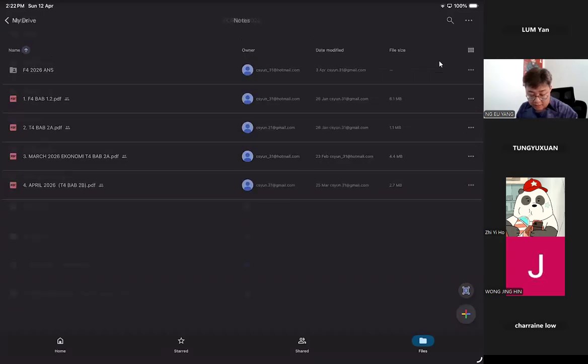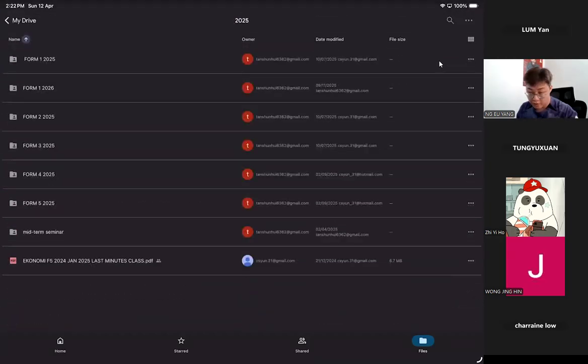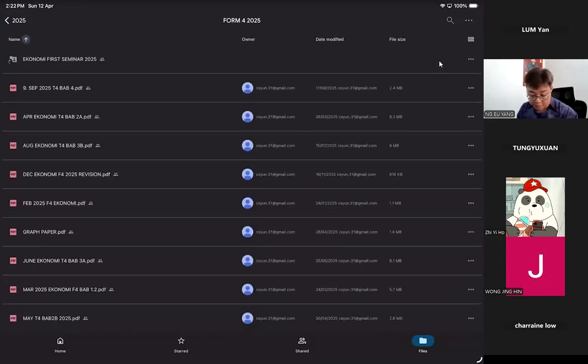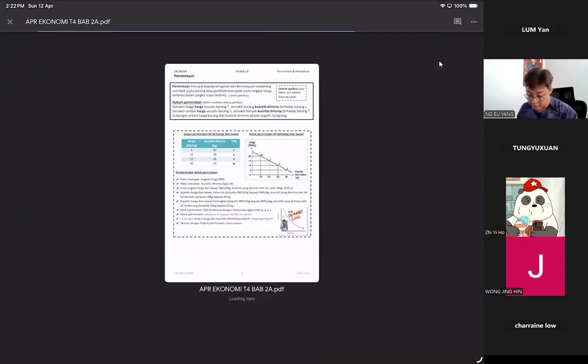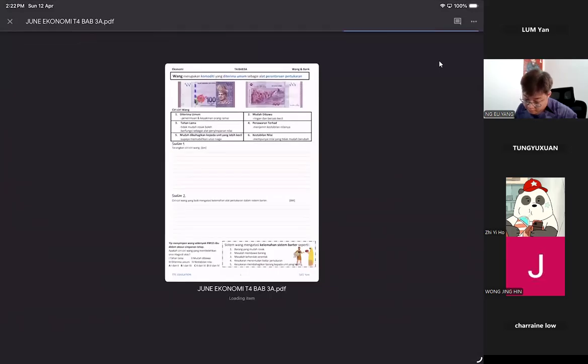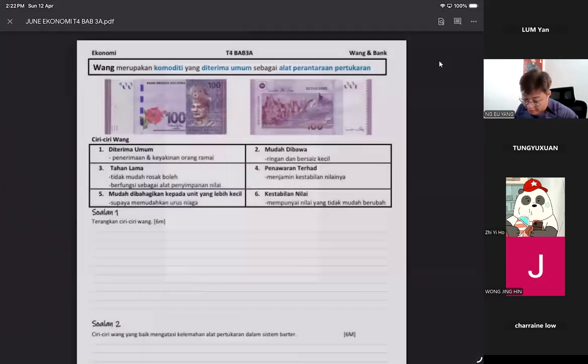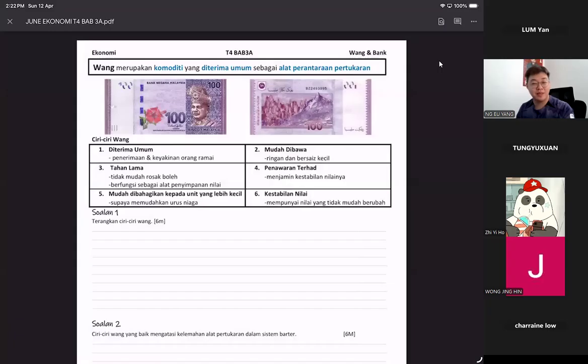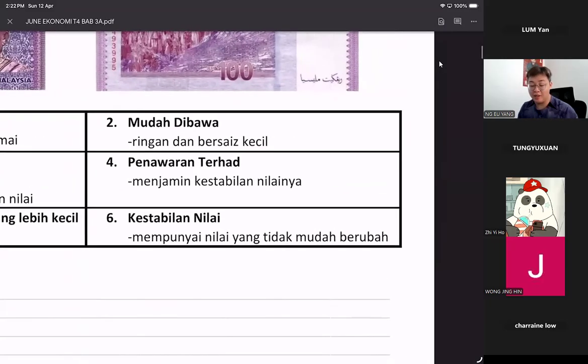Guys, a moment. Let me try to use back your form 5. Sorry, 2025 form 4. Bab 2A. Bab 2A, bab 3A. So for penawaran terhad, this is the superior's huraian ever. So penawaran terhad is just because Bank Pusat or Bank Negara Malaysia menjamin kestabilan nilai. This is how we huraikan for penawaran terhad.